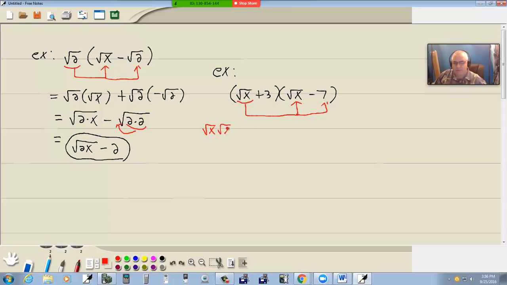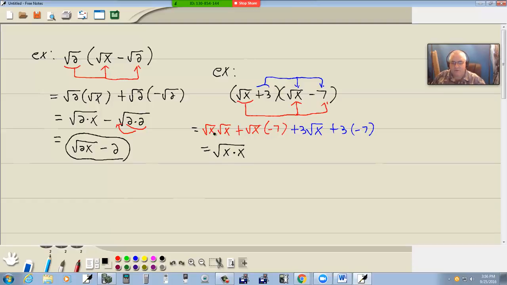So we've got square root of x times square root of x. We've got square root of x times negative 7. And then we'll take our second item here, the 3, and multiply it through. So we got 3 times square root of x, and we got 3 times negative 7. Now remember, when you're multiplying 2 radicals together, you multiply what's underneath them, put them underneath a single radical. So square root of x times square root of x is square root of x times x. Positive times negative is negative, and I'll put the number out in front. Plus 3 square root of x, and 3 times negative 7 is negative 21.